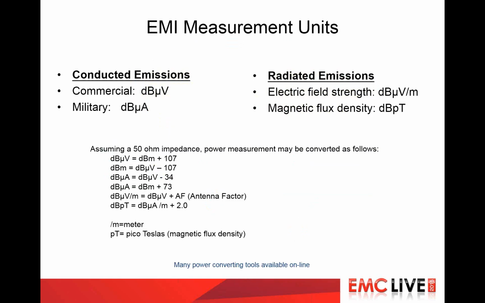On this slide, and everyone will get a copy of these slides, there's a lot of information in the speaker notes. This talks about the different measurement units. On the left we have conducted emissions, which is dB microvolts. Military is dB microamps. Radiated emissions, for commercial, is dB microvolts per meter. There are different measurement techniques, but you can convert all these measurements back and forth. If you have dBm, you can convert it to dB microvolts or dB microamps.